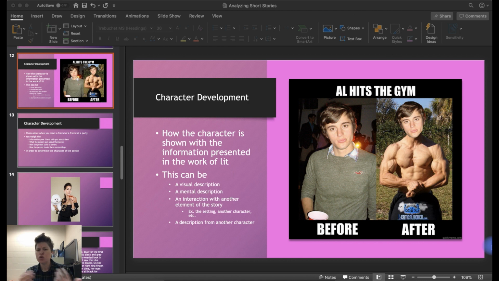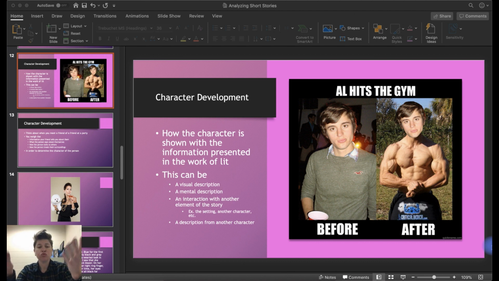So this can be a visual description, right? The narrator telling the reader about this particular person can be talking about what they dress like, how they present themselves to the world, what their hair looks like, anything, right? Anything that they can represent visually with their bodies.